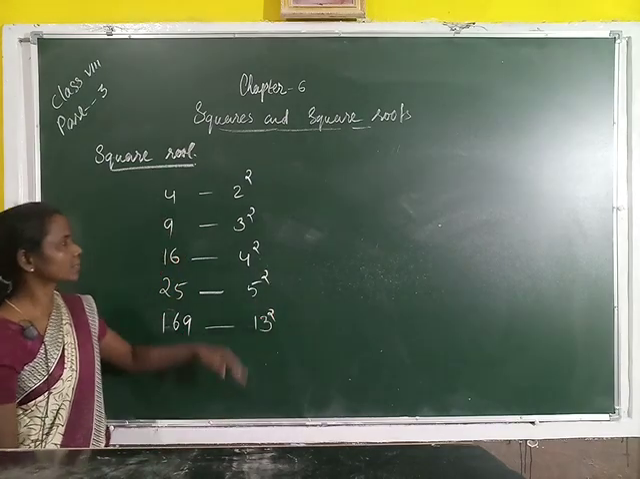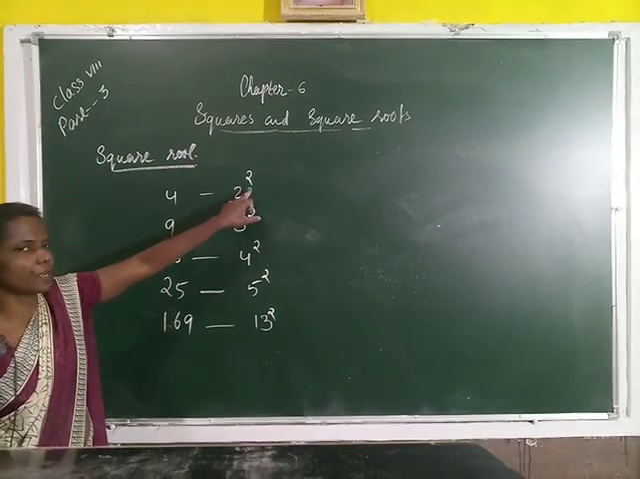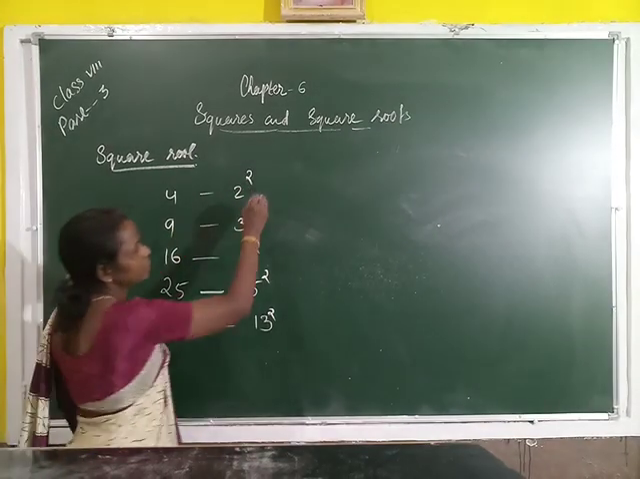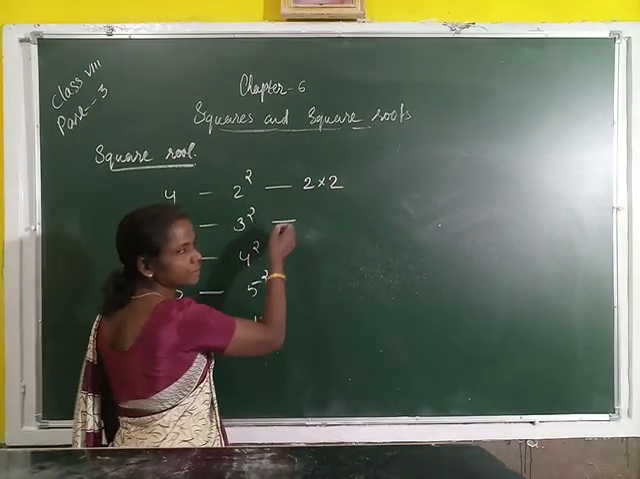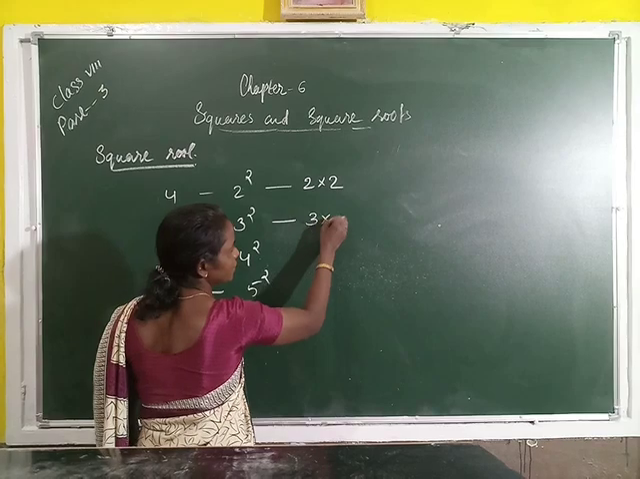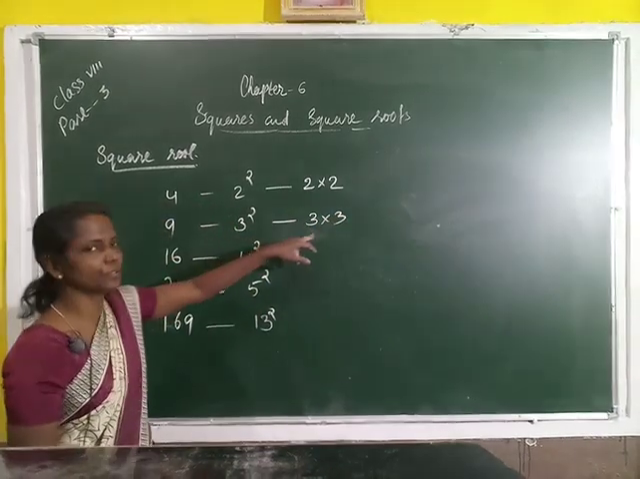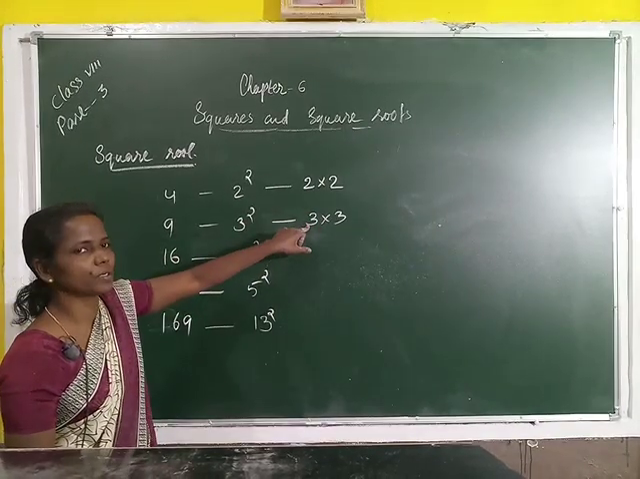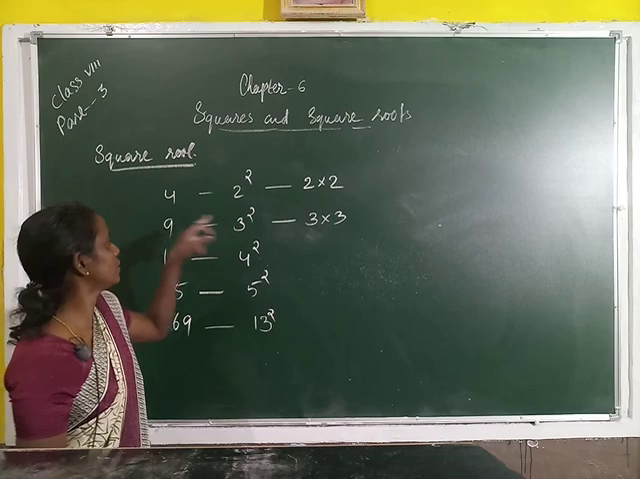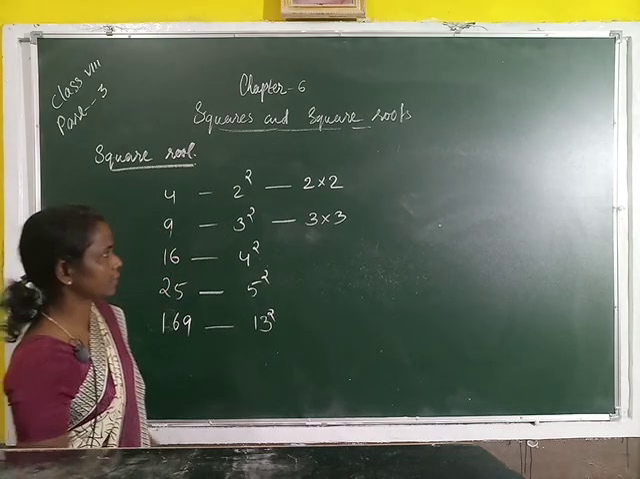10. Then 2 square means 2 multiplied how many times? 2 times. It means 2 multiplied by itself. And 3 square we also multiply by itself. Then we get 9, 3 into 3 is 9. So 3 is called the square root of 9.